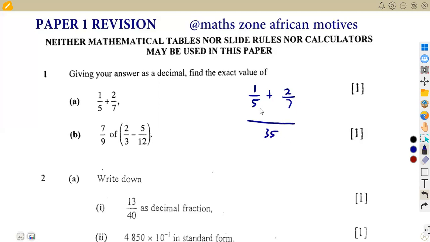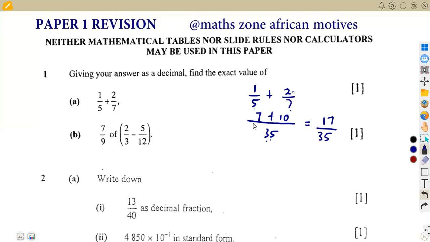So we are going to apply 35. Then we divide 35 by 5. It's going to be what? 7. Then 7 times 1 is 7, plus 35 divided by 7 is 5. Then multiply by 2, which is 10. Is that so? So we are going to add now 7 plus 10, which is going to be 17 over what? Over 35. Then also check if there is a common factor.